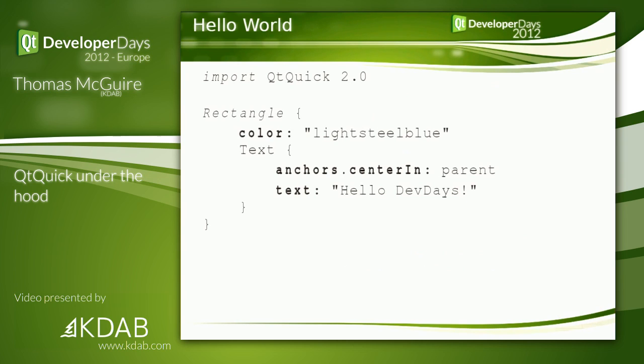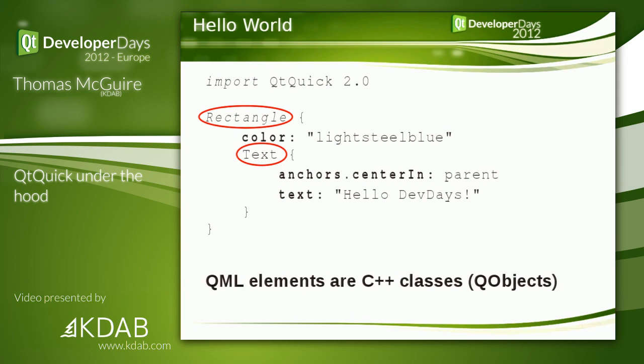I don't know QML. Where's my C++? I am familiar with C++. How does that relate to C++? The answer to that is all the QML elements you see here are actually C++ classes. So the rectangle element here, that's a C++ class. So someone wrote a C++ class. Because of that, the QML engine can instantiate that class. Same with the text element here.